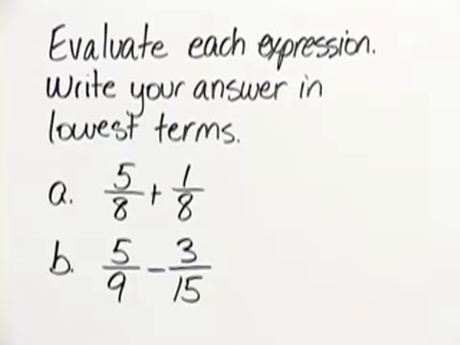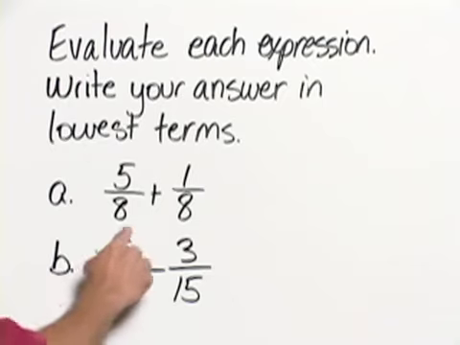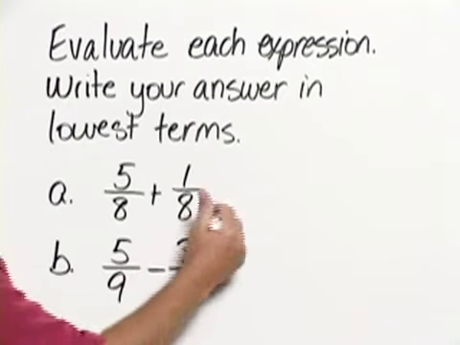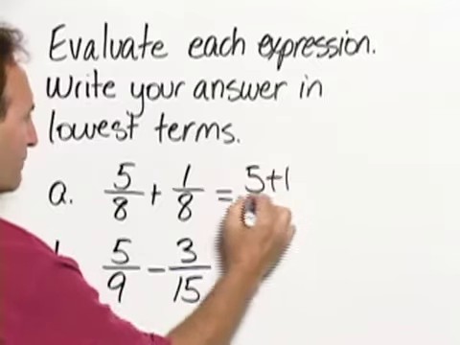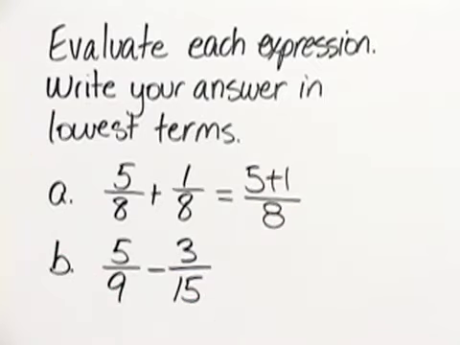Evaluate each expression. Write your answer in lowest terms. For part A, we have 5/8 plus 1/8. Well, they have the same denominator, and therefore we add together the numerators, 5 plus 1, and that goes over the common denominator of 8.